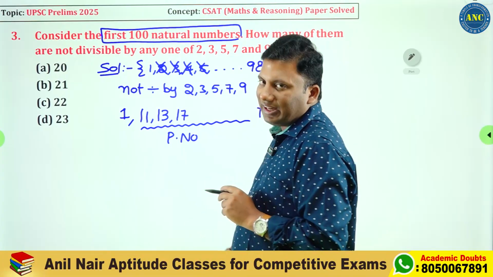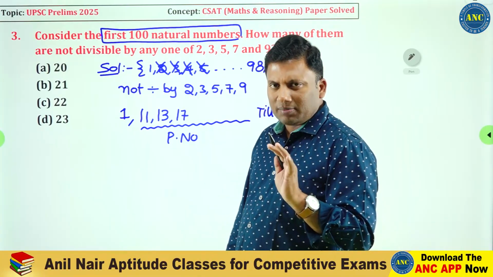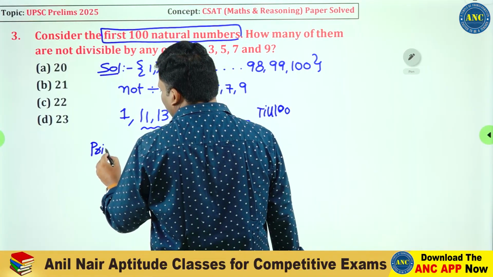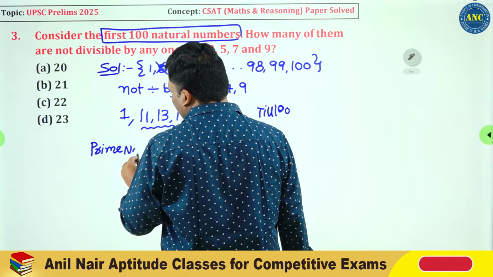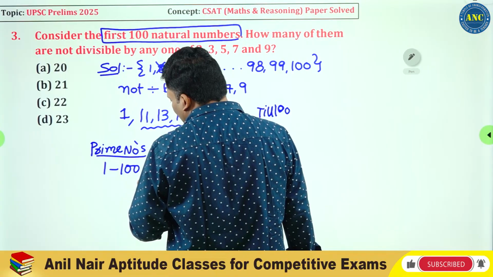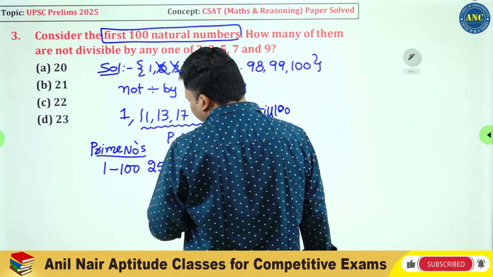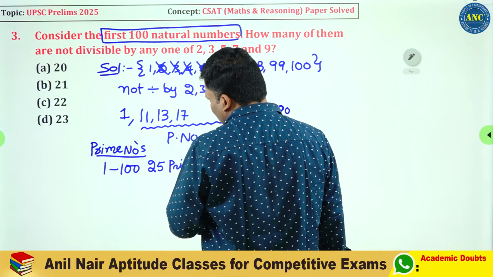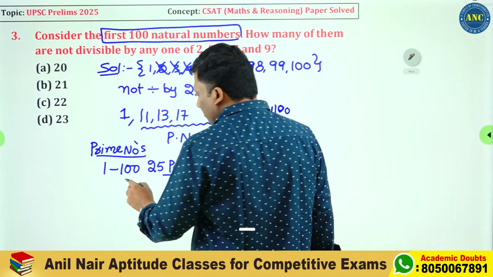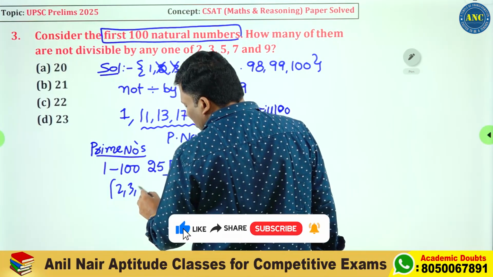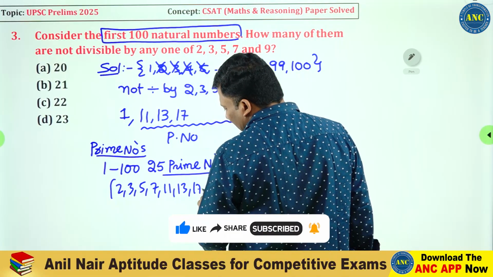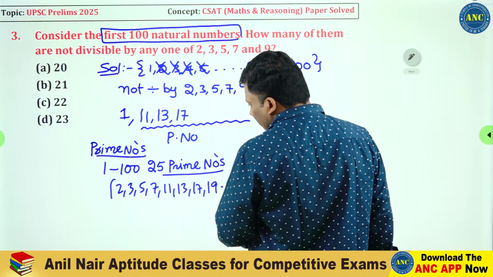Sir, counting it will take some time. It will not take some time. In prime numbers, there is one concept. From 1 to 100, there are 25 prime numbers. What are those prime numbers? 2, 3, 5, 7, 11, 13, 17, 19 and so on.